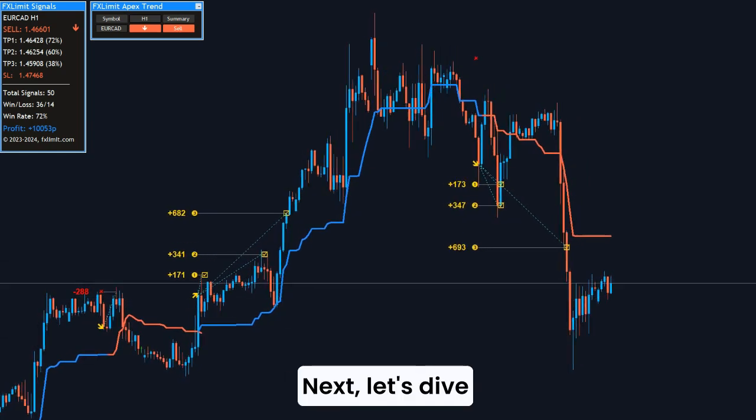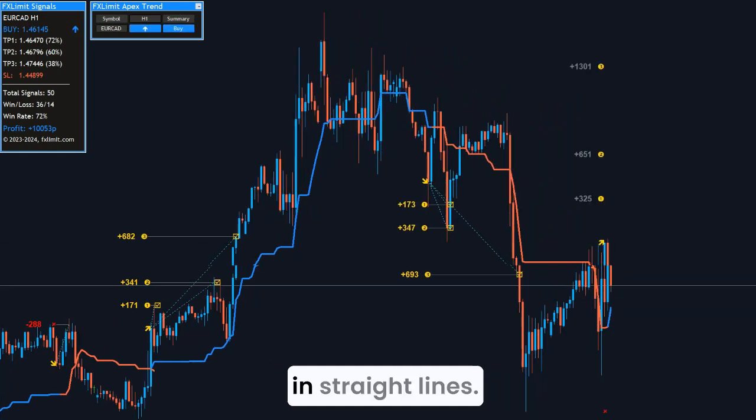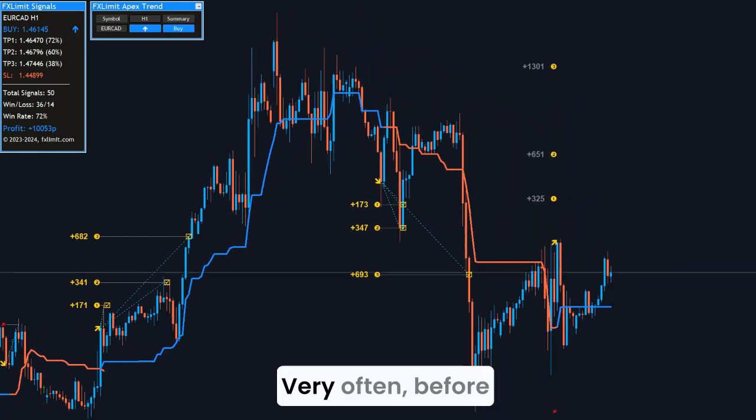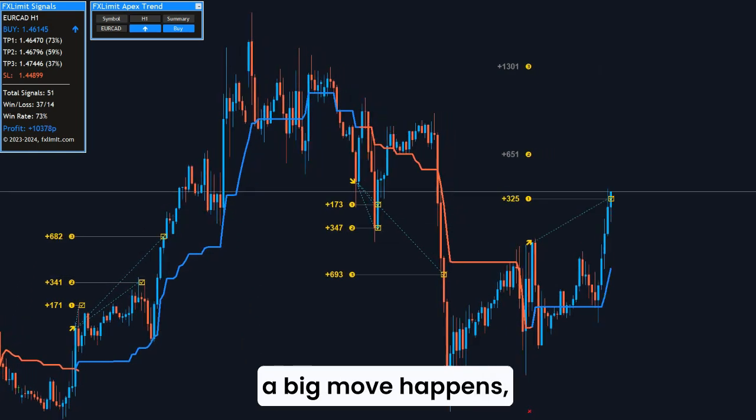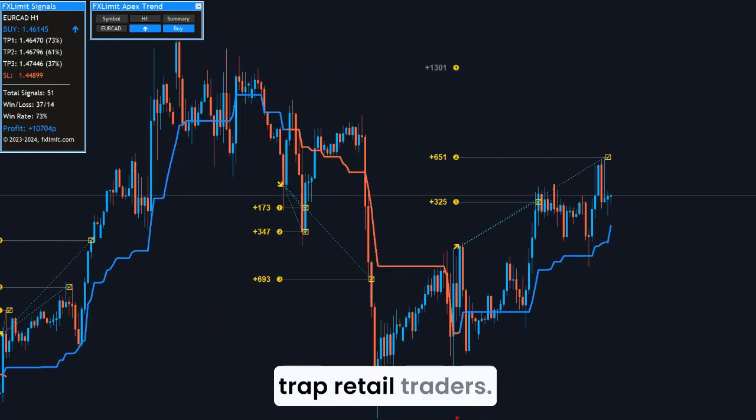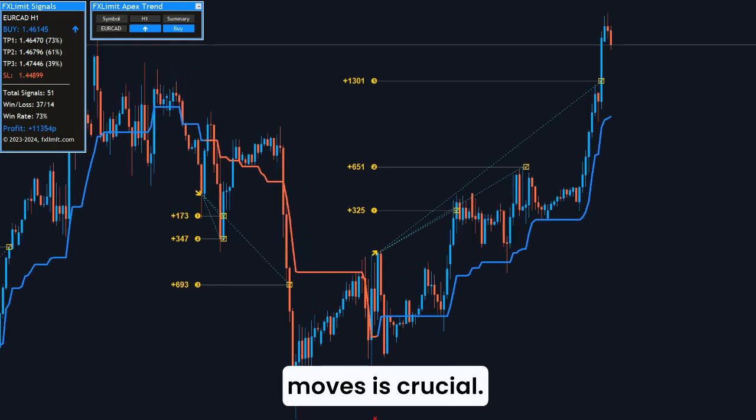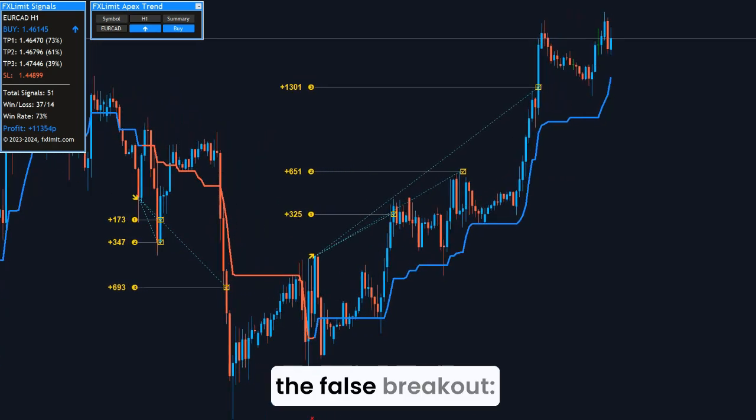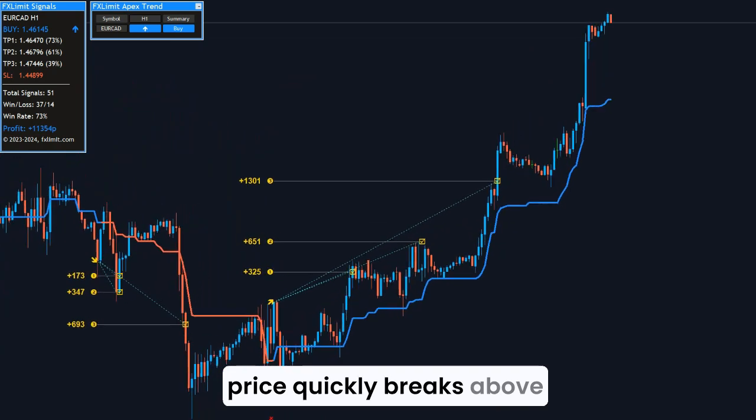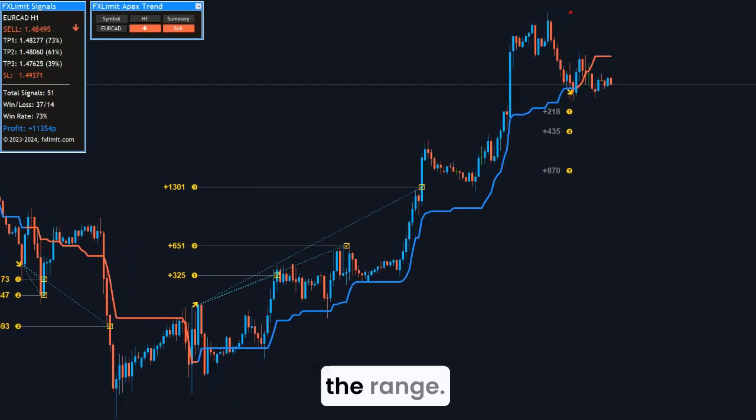Next, let's dive into manipulation patterns. Markets don't move in straight lines. Very often, before a big move happens, you'll see fakeouts or sudden stop hunts designed to trap retail traders. Recognizing these manipulation moves is crucial. A common pattern is the false breakout. Price quickly breaks above or below a key level, only to snap back inside the range.